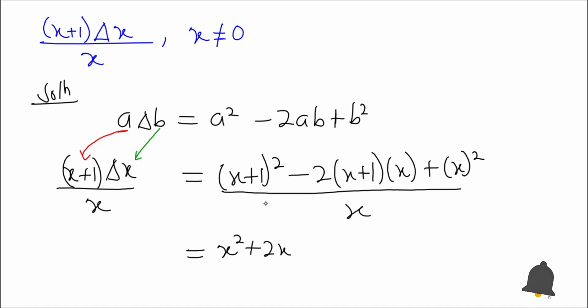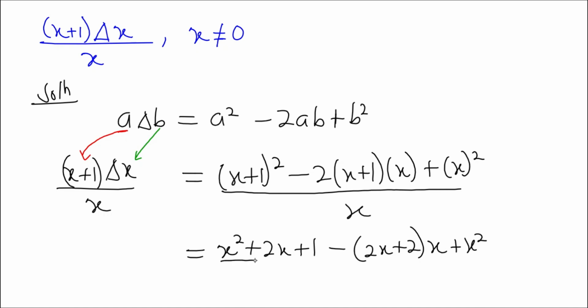And when we square 1, that gives us 1 minus. So here we have to multiply 2 by x plus 1, that gives us 2x plus 2, and then we have our x here plus x squared, all divided by x.